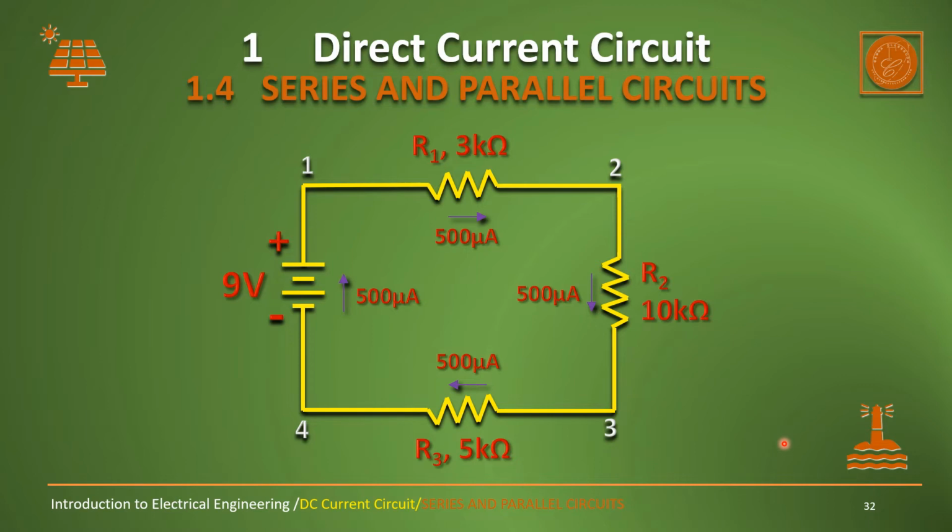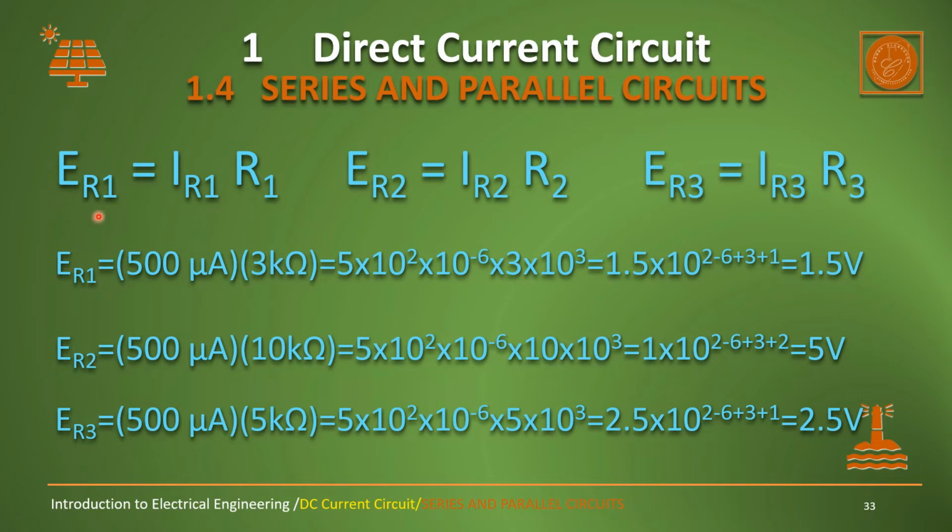We can use Ohm's law now to determine the voltage drop across each one, applying Ohm's law in its proper context. The voltage drop ER1, across the resistor R1, is equal to the current passed through R1, called IR1, times the R1 value. We know the current through R1 is 500 microamp, and the value of the resistor is 3 kilo ohm.